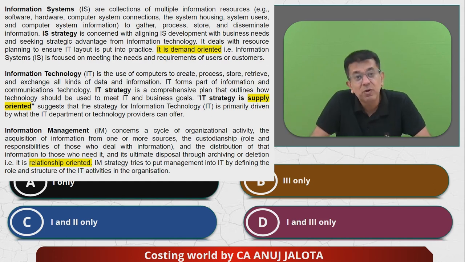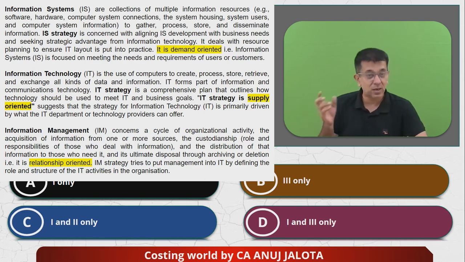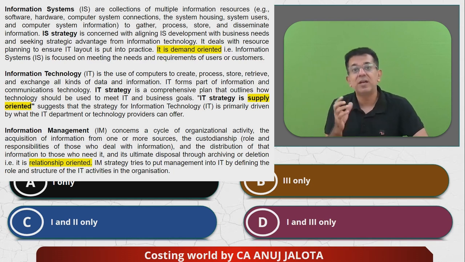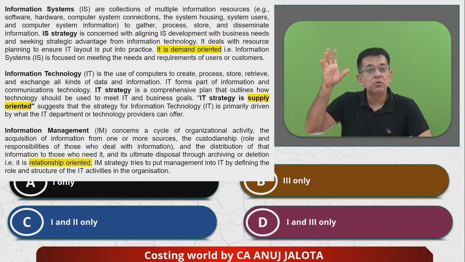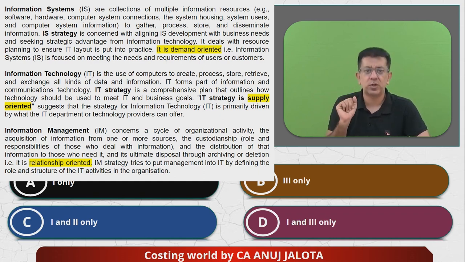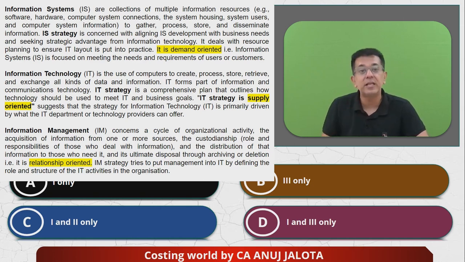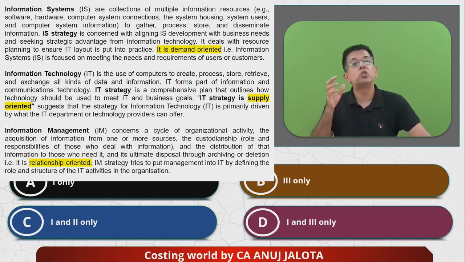Then what do you mean by information management? Information will be stored in computers. It'll be there in mobiles, laptops, systems, the server. But every person is not going to get every type of information. The CEO will get the entire information. The sales manager will get the information about sales. The production manager, about production. Every person will not have access to every kind of information, as that will lead to data leaks. Therefore, information management is always relationship oriented.